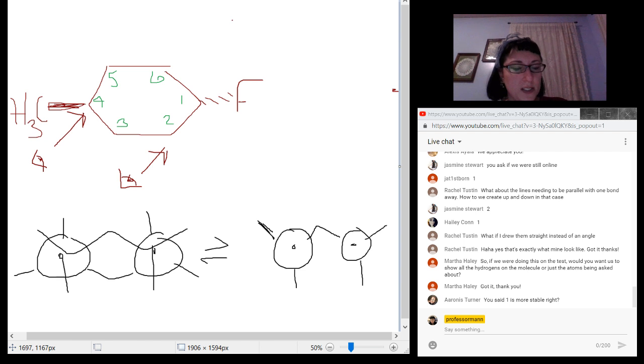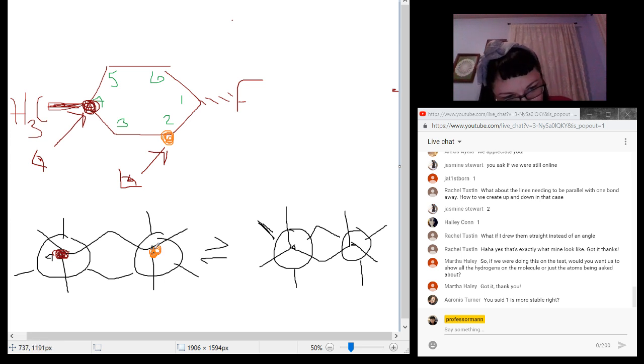And then instead of the upside down Y's being in the back, you have them in the front, okay? So that means that the one in the front is carbon 4. And this one there is that one there, okay?